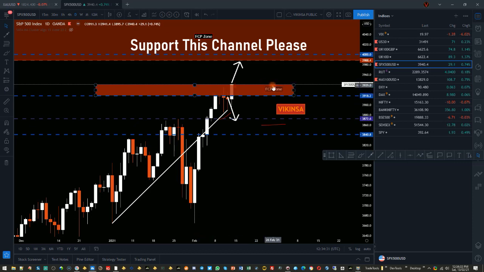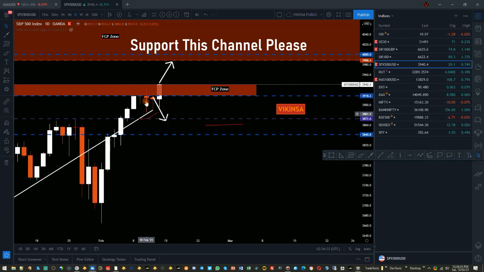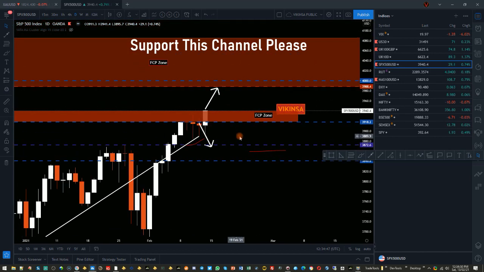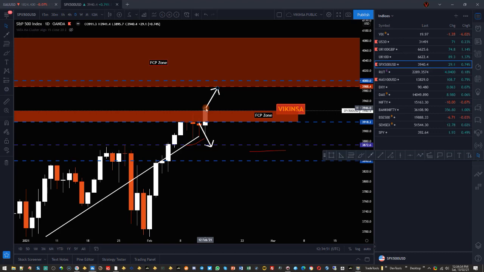So the market has come into this FCP zone. This gave us very good profit targets there, and we were able to take long from this level of 3872 as well. So this reached the FCP zone, and here the FCP zone created a barrier in the market. And on Friday it started to move upwards again, and we know what's coming.